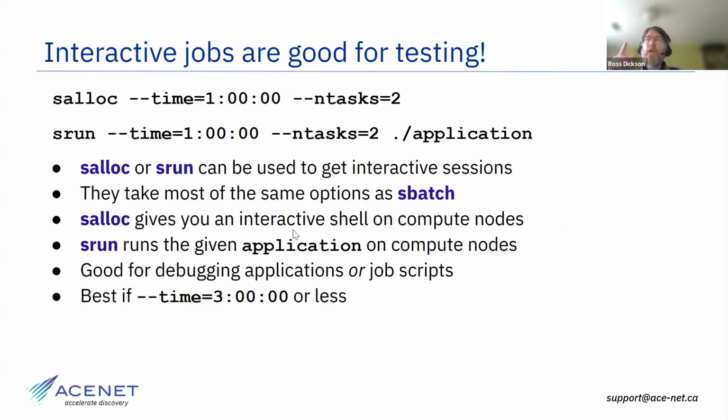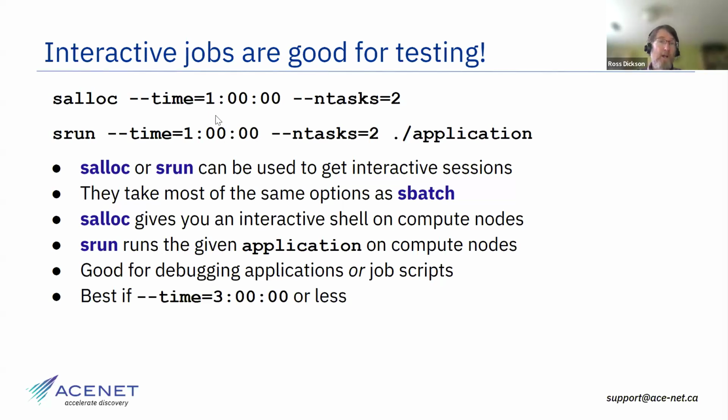There's another way you can interact with the scheduler besides just sbatch that is also good for testing. This is called an interactive job. There are 2 ways to run an interactive job. The commands are salloc or salloc, people pronounce it differently, and srun. They take most of the same options as sbatch.